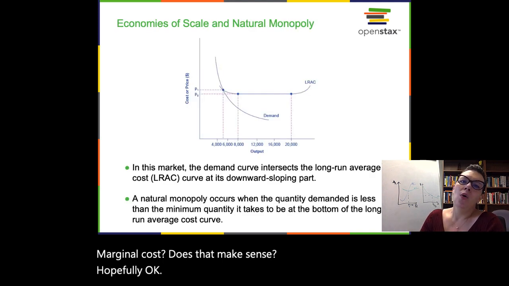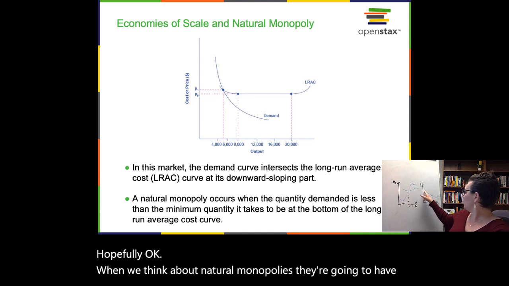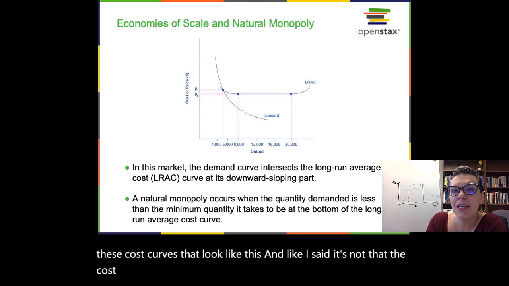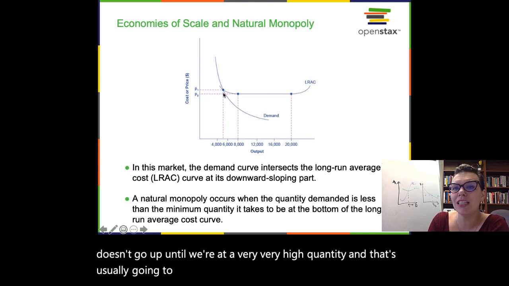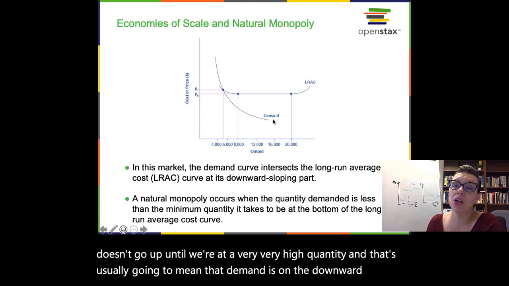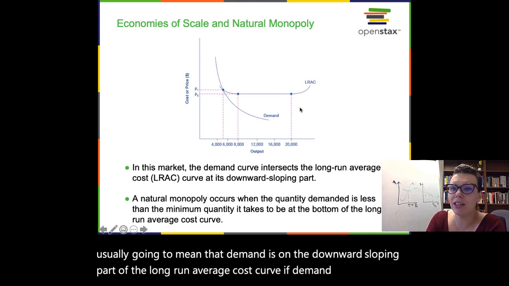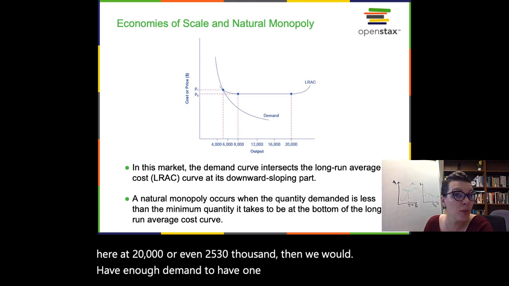So when we think about natural monopolies, they're going to have these cost curves that look like this. And like I said, it's not that the cost curve doesn't go up. It's that the long run average cost curve doesn't go up until we're at a very, very high quantity. And that's usually going to mean that demand is on the downward sloping part of the long run average cost curve. If demand was, say, over here at 20,000 or even 25, 30,000, then we would have enough demand to have one or two, maybe even three firms.